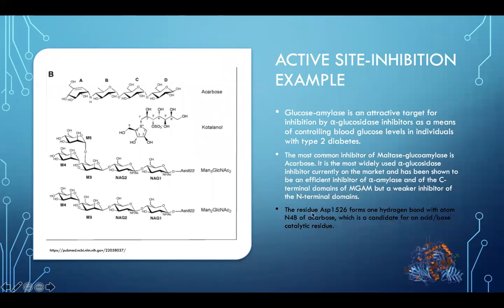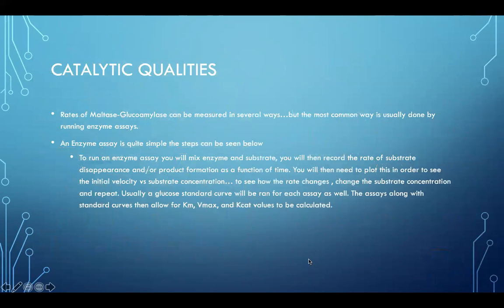Specifically, pointing to the structure, we can see that the residue ASP 1526 forms one hydrogen bond with atom N4B of acarbose, which is a candidate for an acid-base catalytic residue. And to the left, we can see chair conformation structures of acarbose and another inhibitor right below it, and two other ones. Okay, and now we will look at some of the catalytic qualities.